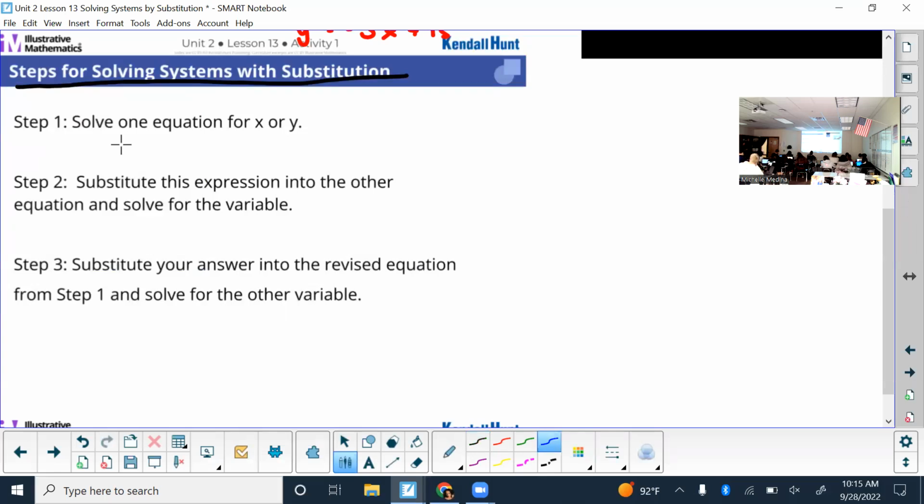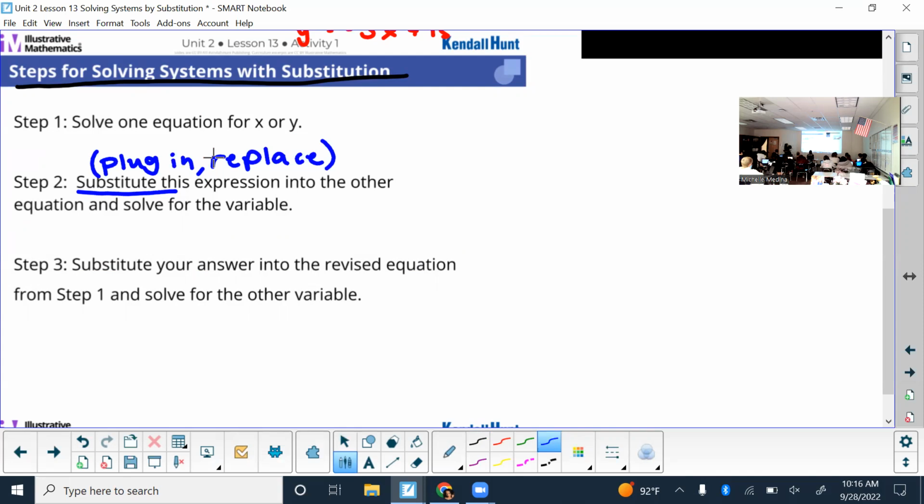What's another word for substitute? Plug in is what I usually say. Replace is what I also say a lot, but that's substituting. That's a substitution property. When you take something and plug it in, or replace that variable with that expression, then that's called substitution. So step 2, substitute this expression into the other equation and solve for the variable.